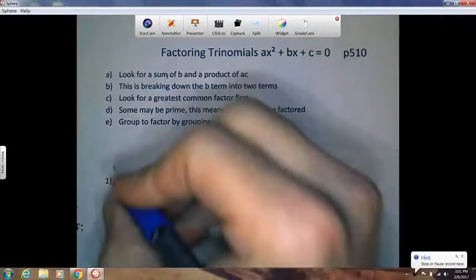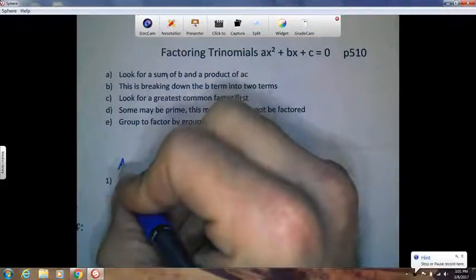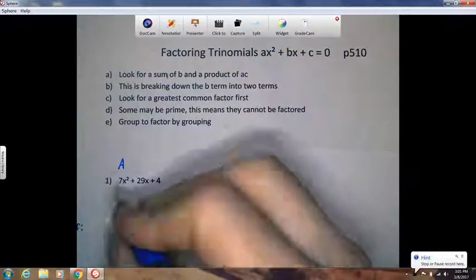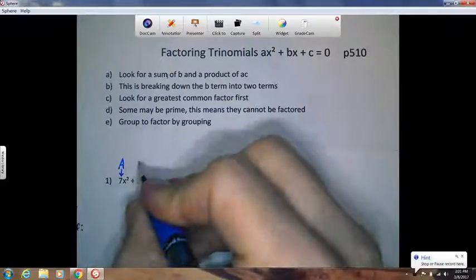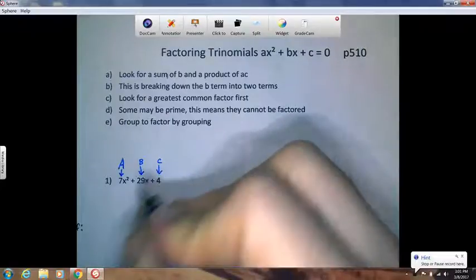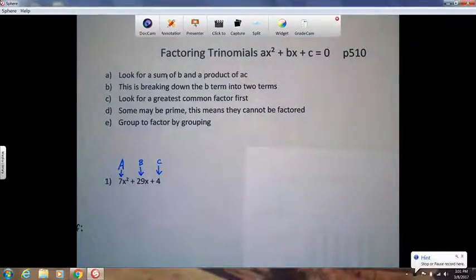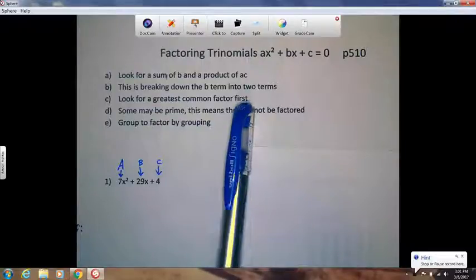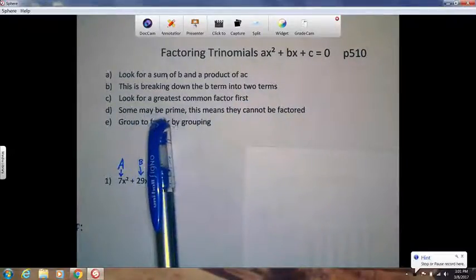So if we remember, here my trinomial is written in standard form. A is 7, B is 29, and C is 4. Previously, A was 1. So you don't have to take as many steps to get to the answer, or the completely factored form, as you do now. Check for a greatest common factor first. Some of these may be prime, which means you can't factor them.